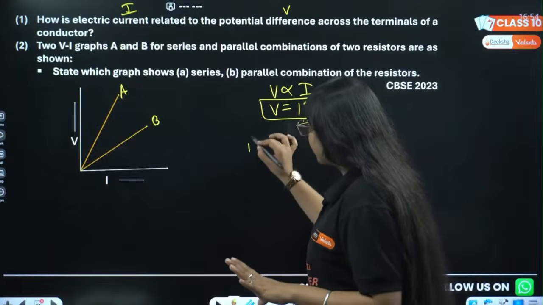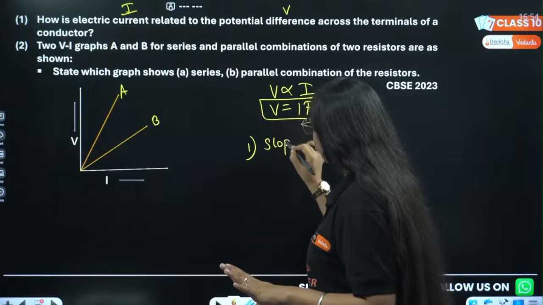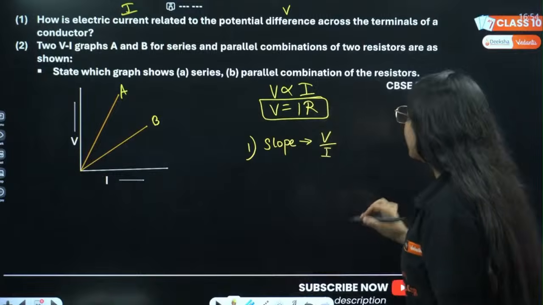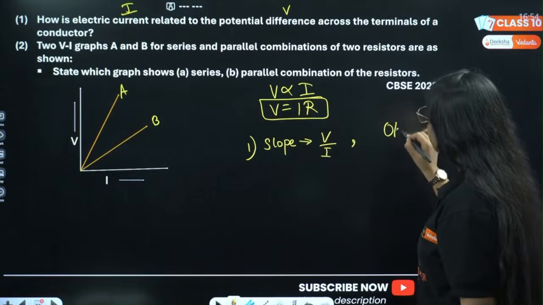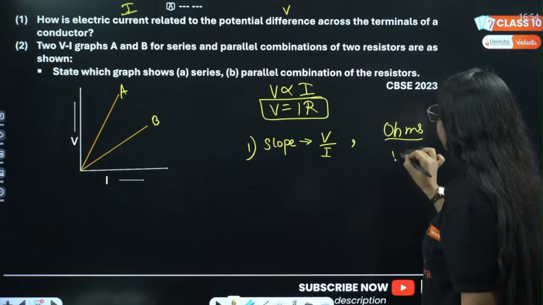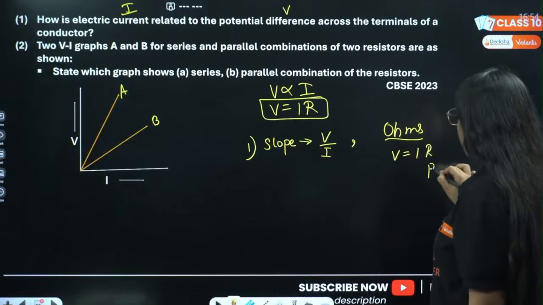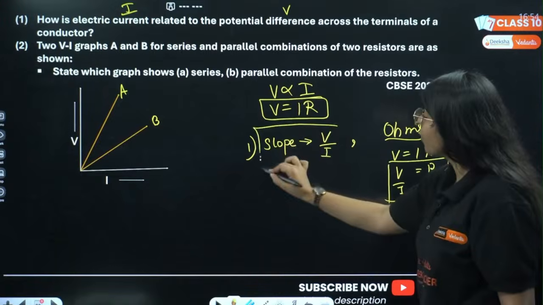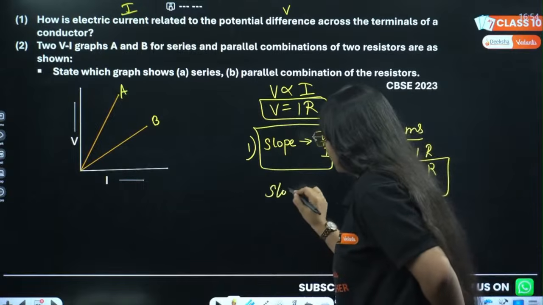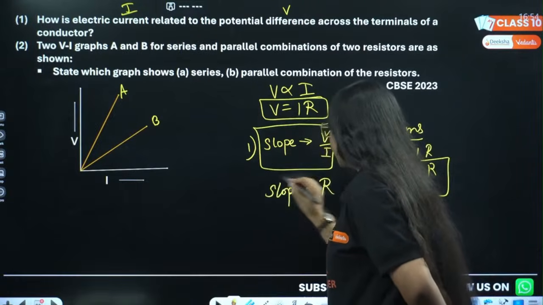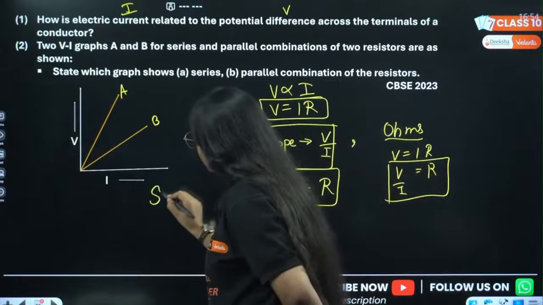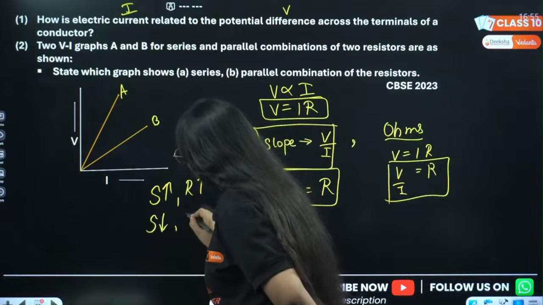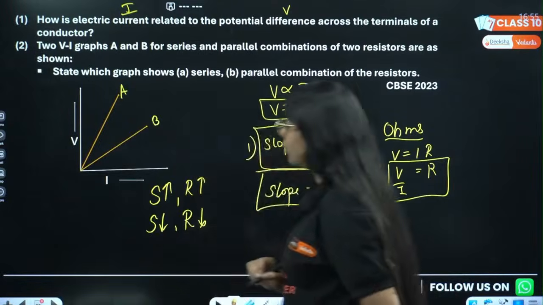Again, whenever a graph is given, the first step is to find the slope. The slope of this graph is V by I. Right? Now, what does Ohm's law say? Ohm's law says that V equals IR, that means R equals V by I. In this case, this is equal to the slope. So slope is equal to resistance. That means whichever slope is high, resistance will also be high. Whichever slope is low, resistance will also be low.